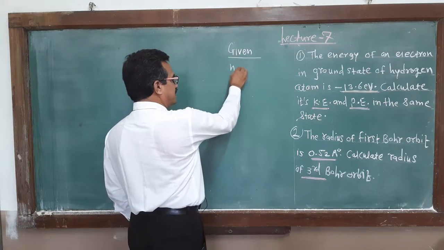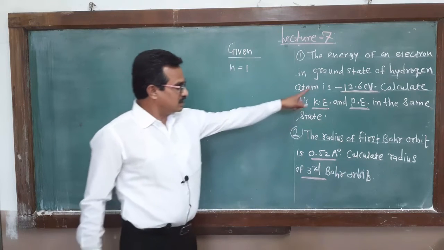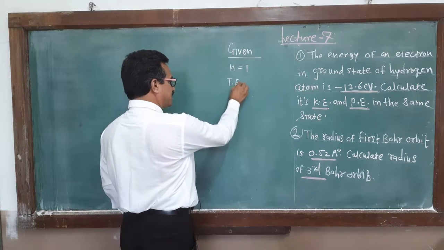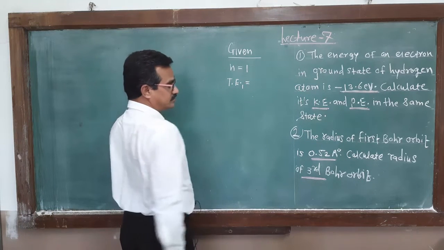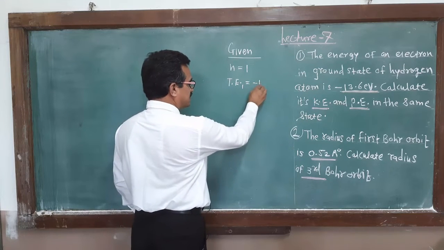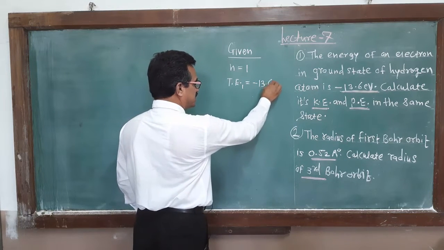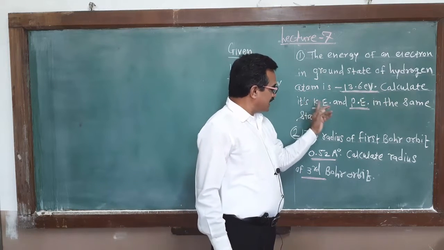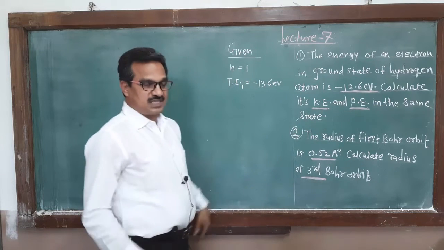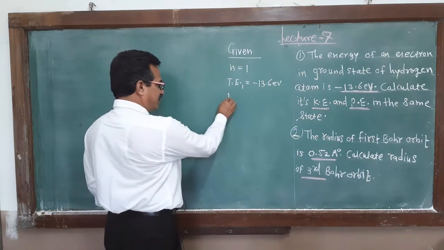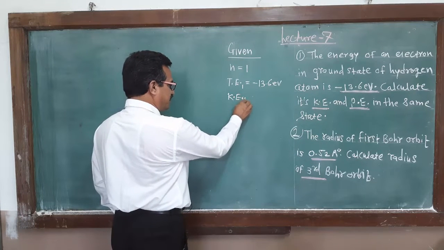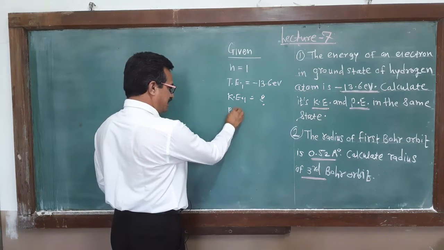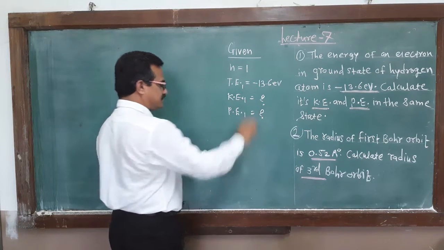For the first orbit, n is equal to 1, and the energy of the first orbit is given, and that energy is total energy, minus 13.6 electron volt. Next, calculate its kinetic energy and potential energy in the same state. Same state means in the ground state. Therefore, we want to find out the kinetic energy in the first state, as well as the potential energy in the same state.